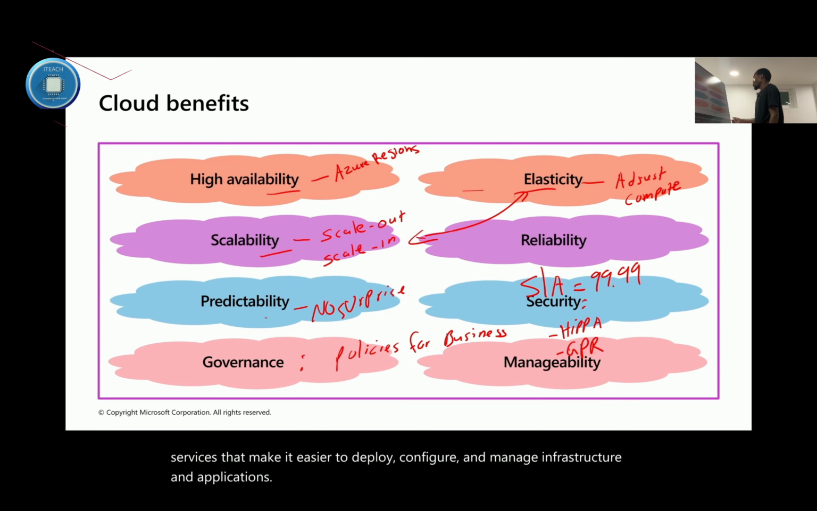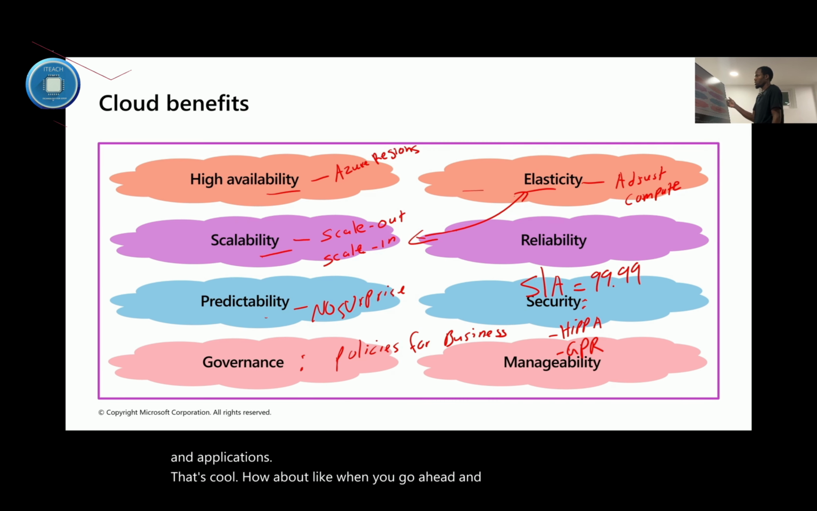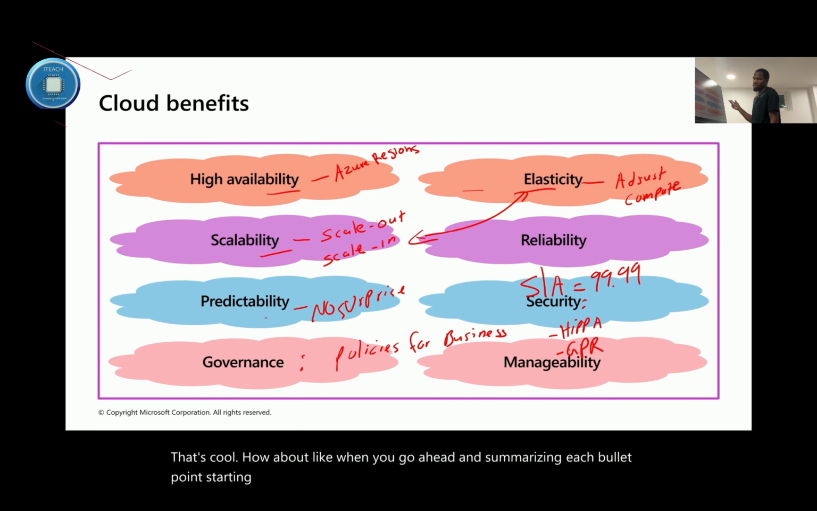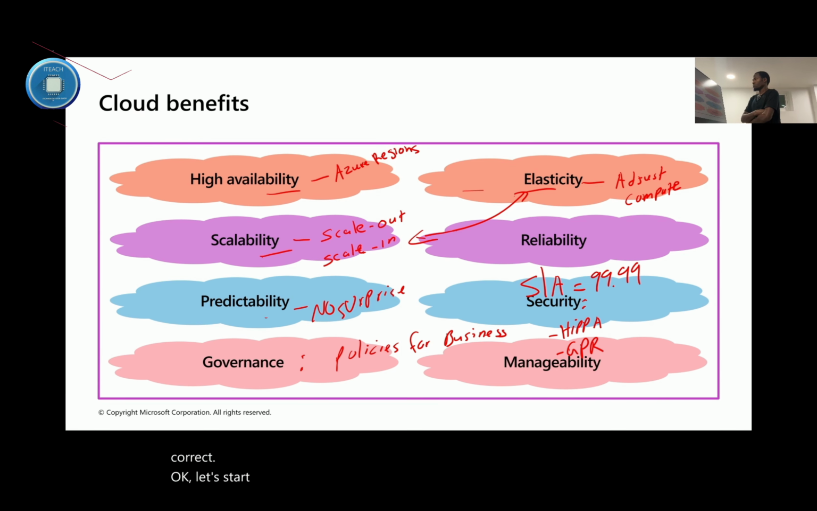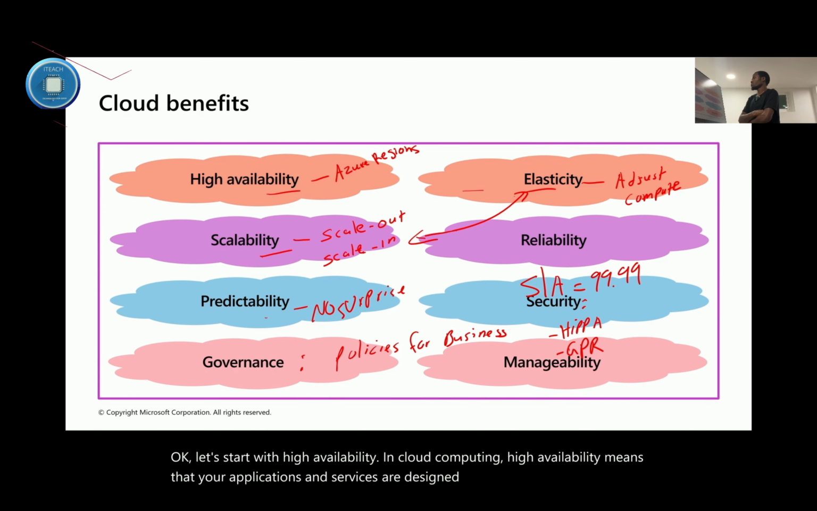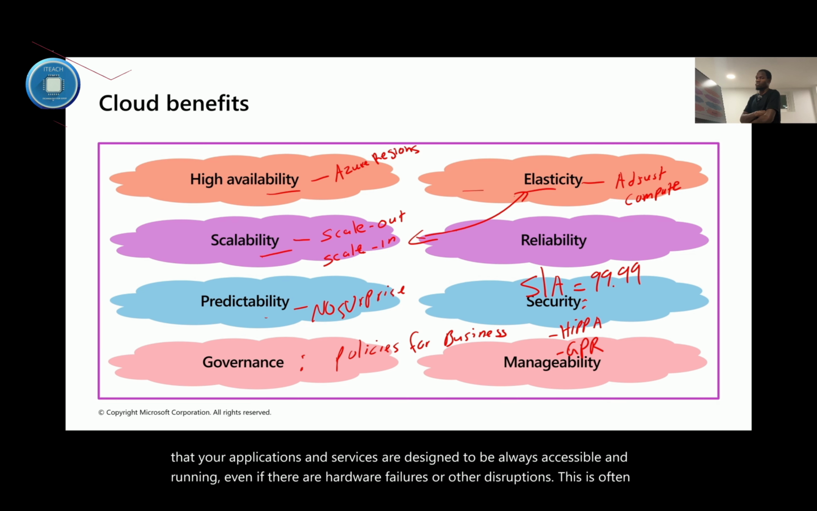That's cool. How about summarizing each bullet point, starting with high availability? Can you just summarize it? Because we did talk a lot. I want everybody to understand all this, since it's very important to the cloud benefits. Let's start with high availability. In cloud computing, high availability means that your applications and services are designed to be always accessible and running, even if there are hardware failures or other disruptions. This is often achieved through redundancy and failover mechanisms.